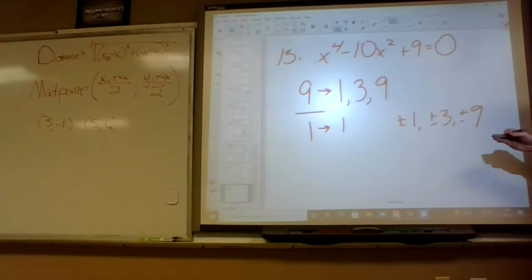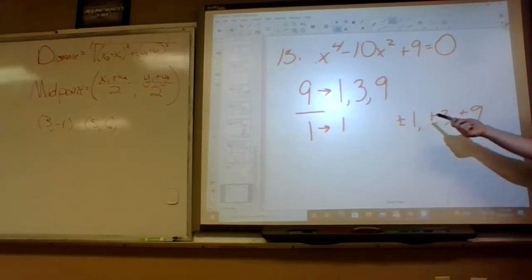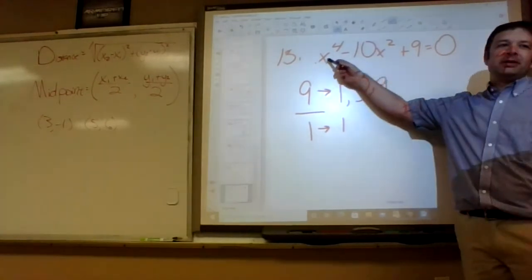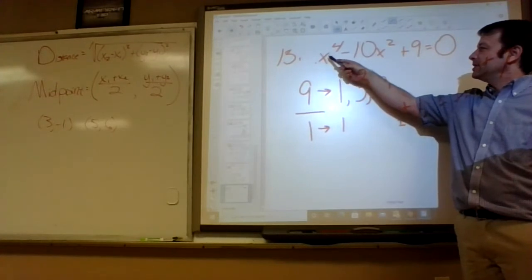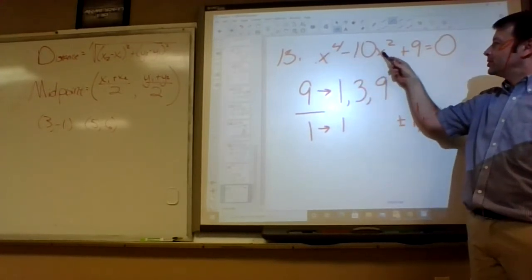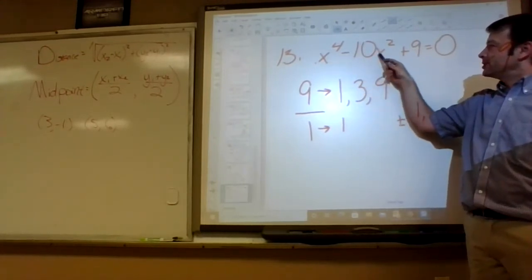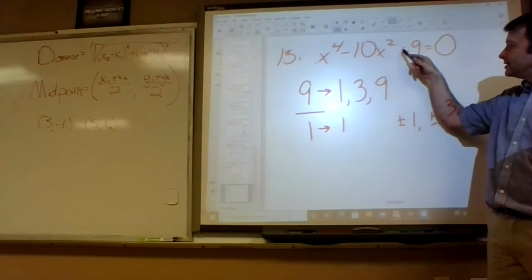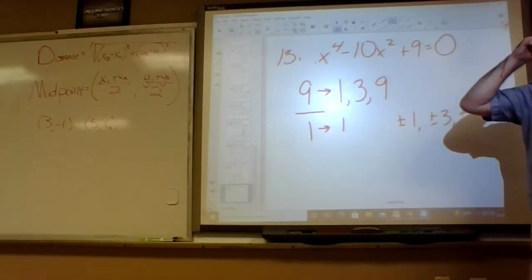So remember that it's important to guess well. Actually, I'm going to plug in 1 because that's the easiest. I'm going to plug it in up here just to see if it works. If I plug in 1, 1 to the 4th is 1, 1 squared is 1. So this would be 1 minus 10, which is negative 9, plus 9 is 0. So I already know 1 is an answer.